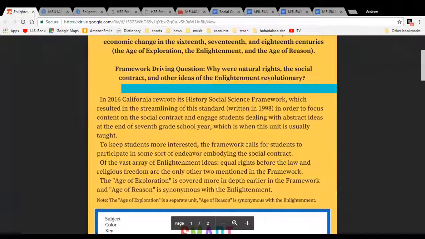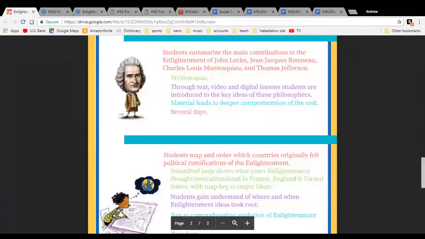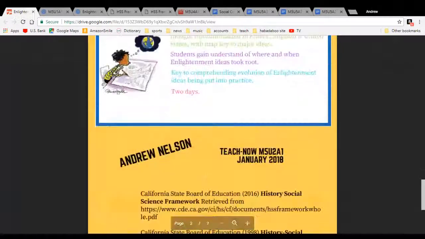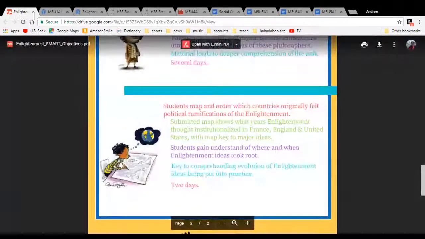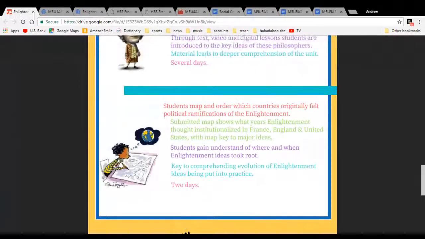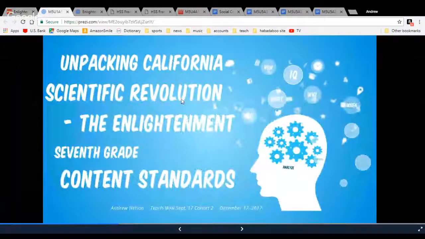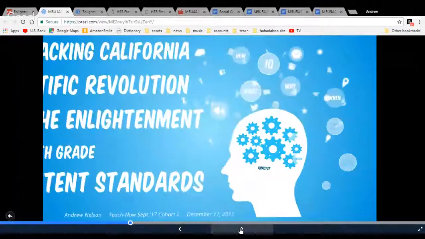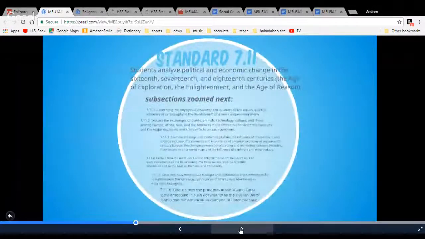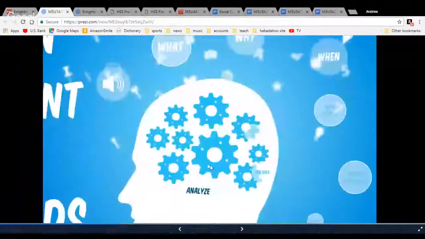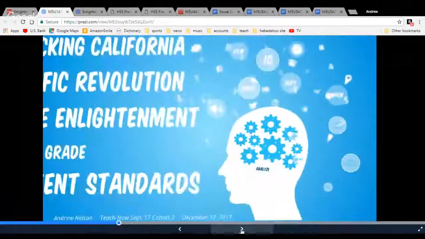The ability to write these SMART objectives was greatly aided for me by unpacking standards and finding the action verbs in the standards. Though later in developing the unit, the standards became less and less important. Let me explain that.